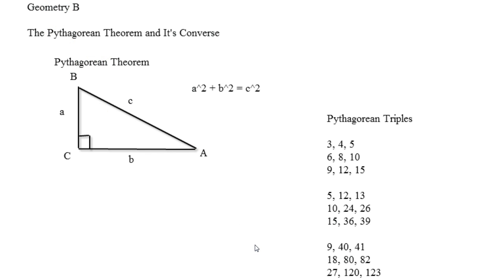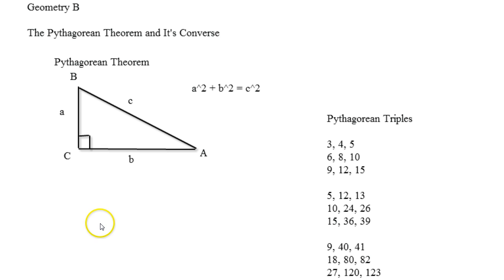Today we'll be talking about the Pythagorean theorem and its converse. Okay, so here's the Pythagorean theorem. Given any right triangle, if you take the square of this side, in other words, you square this number, and then you add it with the square of this number, you should have a number that results in the square of this number.